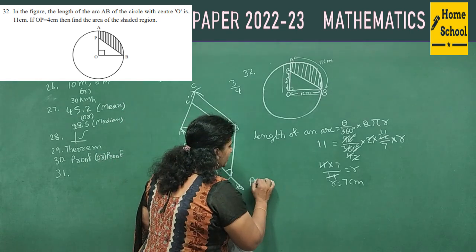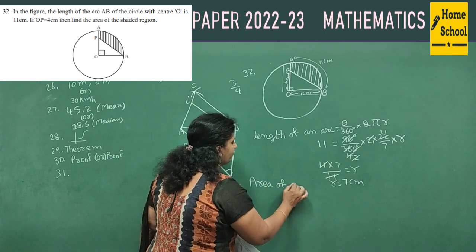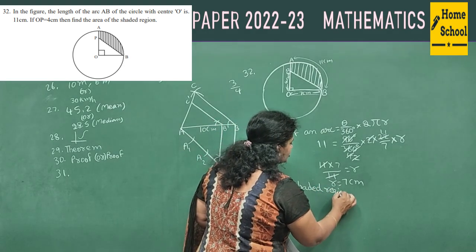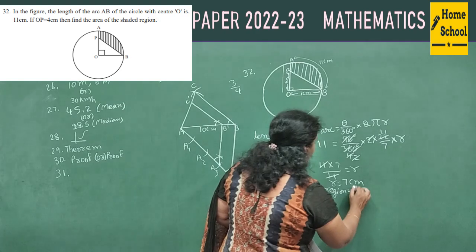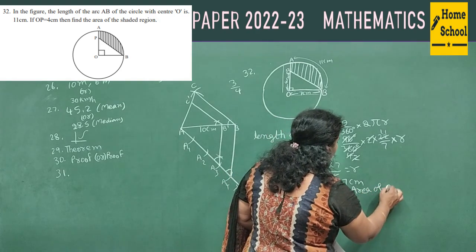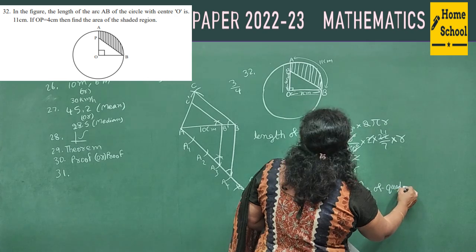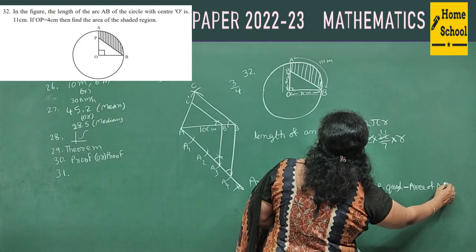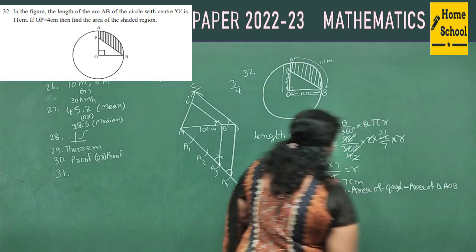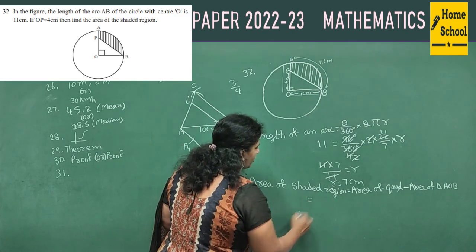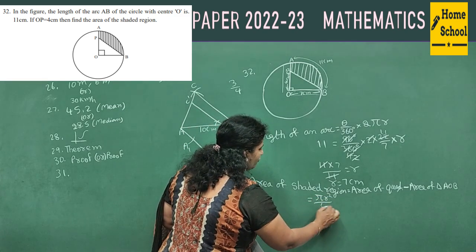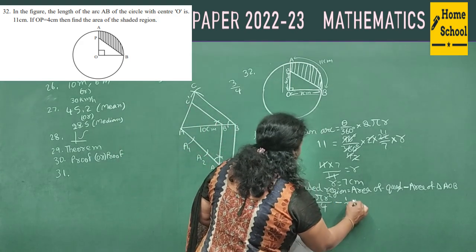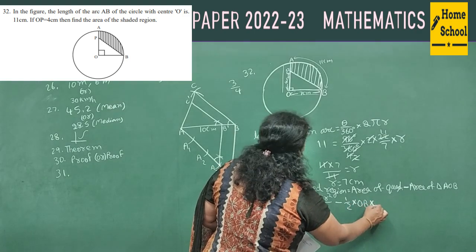So frame the formula here. Area of shaded region is equal to area of quadrant minus area of triangle AOB. Okay. What is the area of a quadrant formula? Pi r square by 4. And what about the area of triangle AOB? Half into base OB into height.